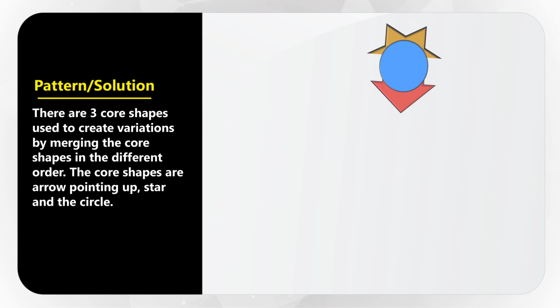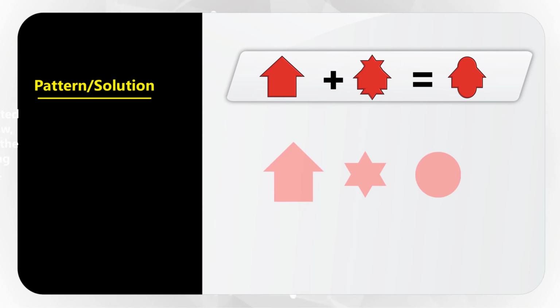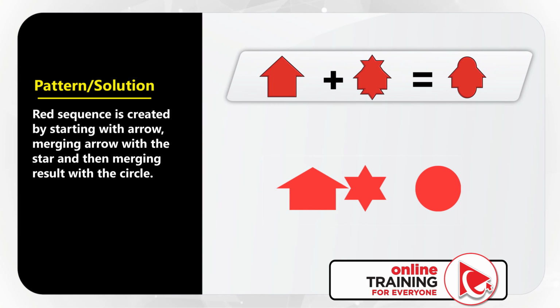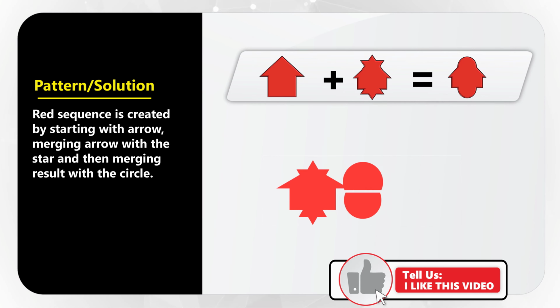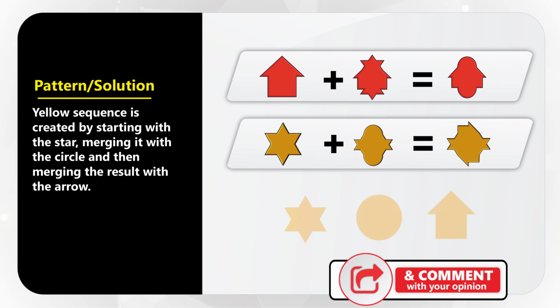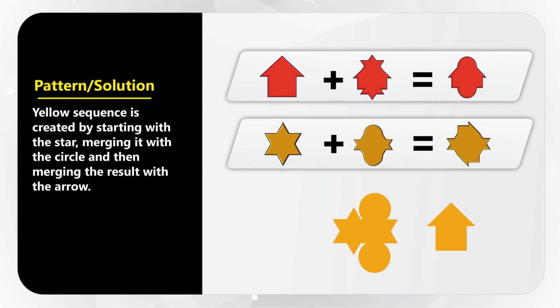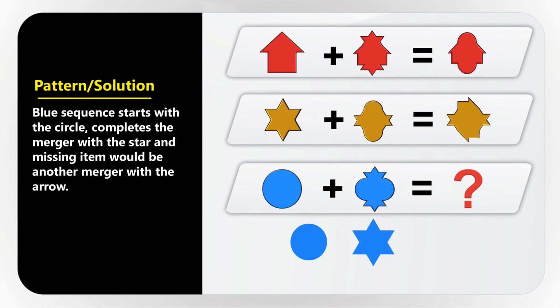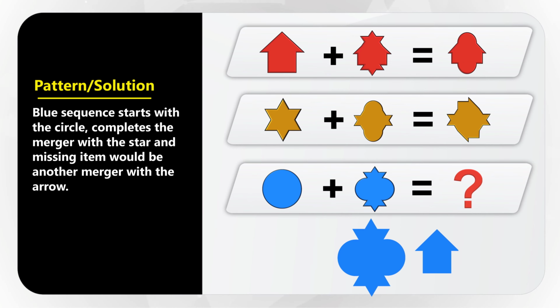Let me demonstrate by starting with the red sequence. The red sequence is created by starting with the arrow, merging the arrow with the star, and then merging the result with the circle. The yellow expression is created by starting with the star, merging it with the circle, and then merging the result with the arrow. And last but not least, the blue sequence starts with the circle, completes the merger with the star, and then the missing item can be created by doing another merger with the arrow.